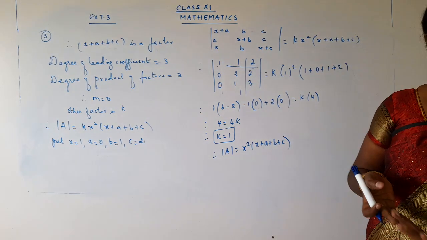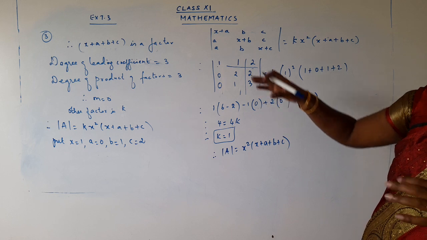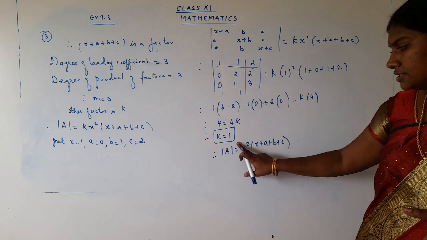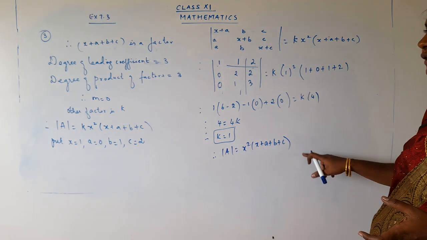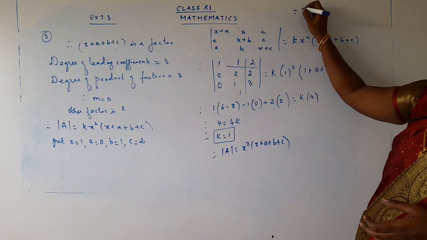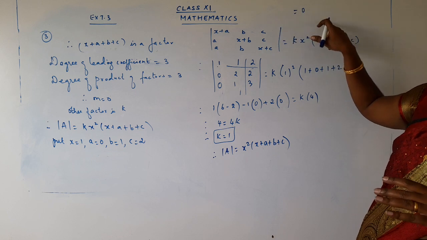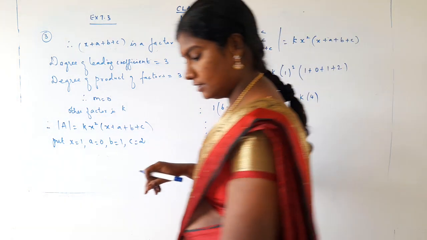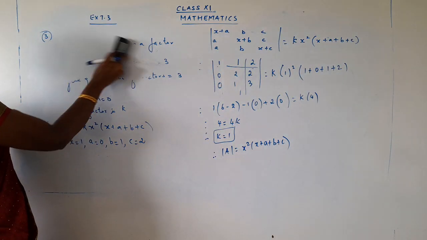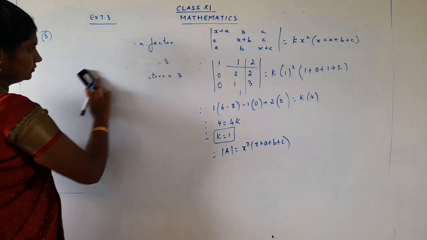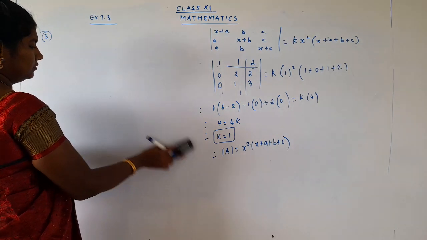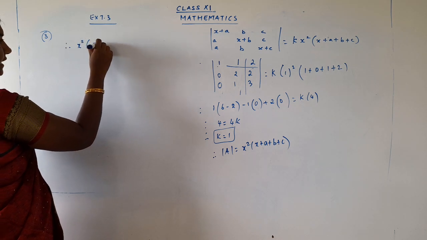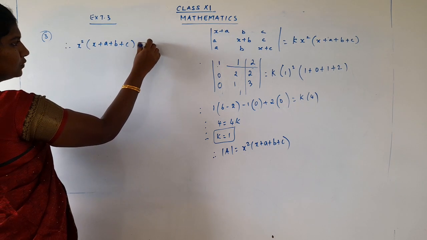But now here the question is to solve. That means I have told you in the starting itself that we have to find out the value for x. So we are just going to use this, and we are going to equate this to 0 because they have told you solve and they have given the determinant is equal to 0. So you are going to solve this is equal to 0. Write down, therefore, x square into (x plus a plus b plus c) is equal to 0.